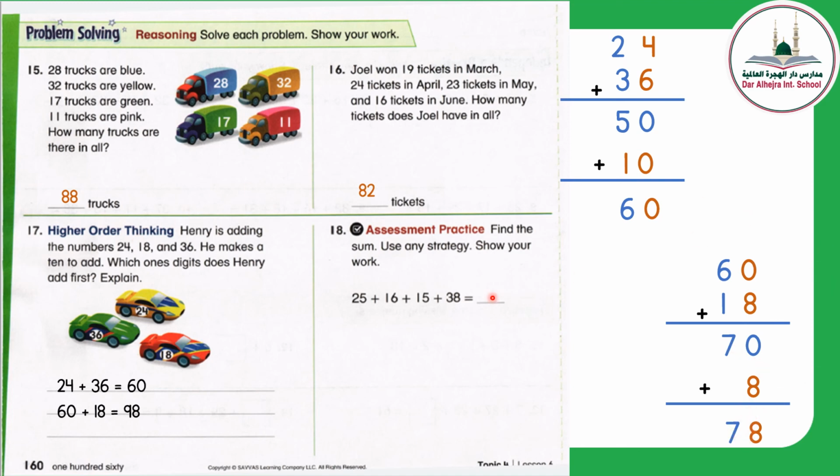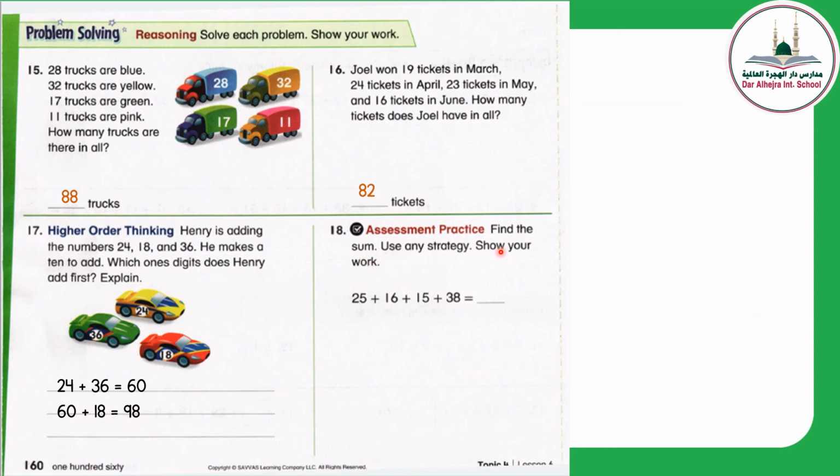Now how can I explain it? I can write it like this. I added in the first step 24 and 36 like here. Why did I add them first? Because I can see in the ones place I have 6 here and I have 4 here, and I know that 6 and 4 together make a 10, so I can add them first quickly, and this way I got a total sum of 60. Then I took this sum and added it to the third addend, 18, and I got a total sum of 98.